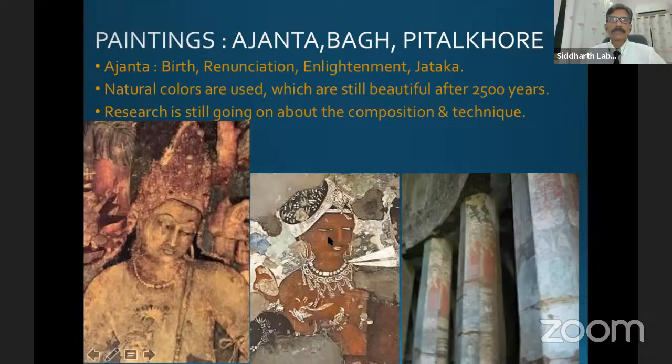What we found in the paintings are basically the birth, renunciation, enlightenment, and Jataka stories, painted with natural colors, which are still beautiful after 2,500 years. Still research is going on: what must be the composition of those colors and how they were painted? But still they are not able to get the exact source. What is the material they have used?